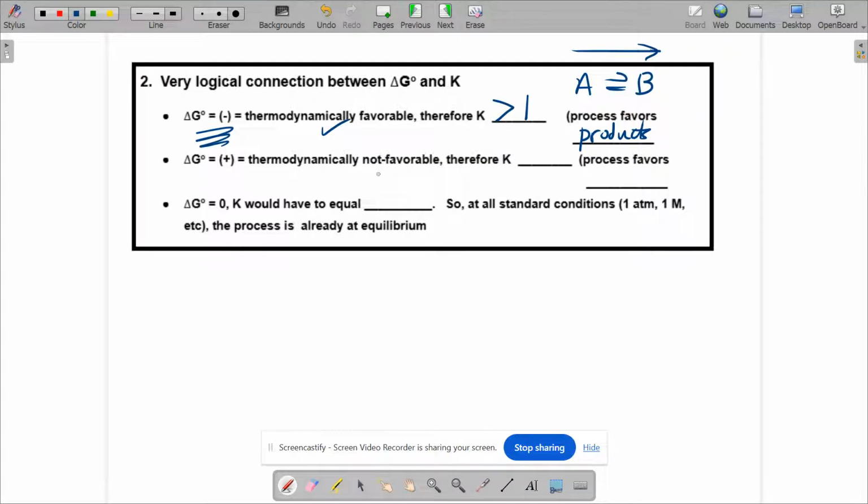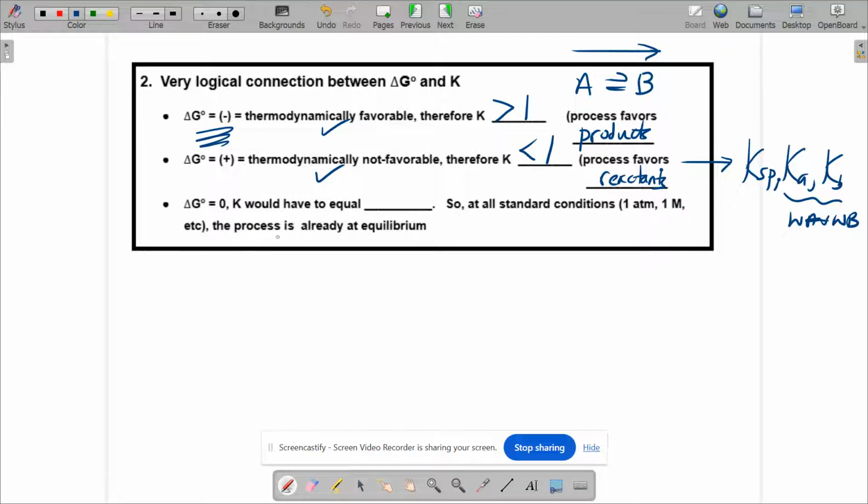If delta G is positive, that means it's thermodynamically not favorable in the forward direction, so K is less than 1. Just the opposite, we're going to favor reactants. We're going to favor the backwards reaction. We're going to have a lot of A, and we're not going to make very much B. So this would be things like Ksp, like the example we just did, or Ka and Kb for weak acids and weak bases. Their K values are less than 1, small numbers.